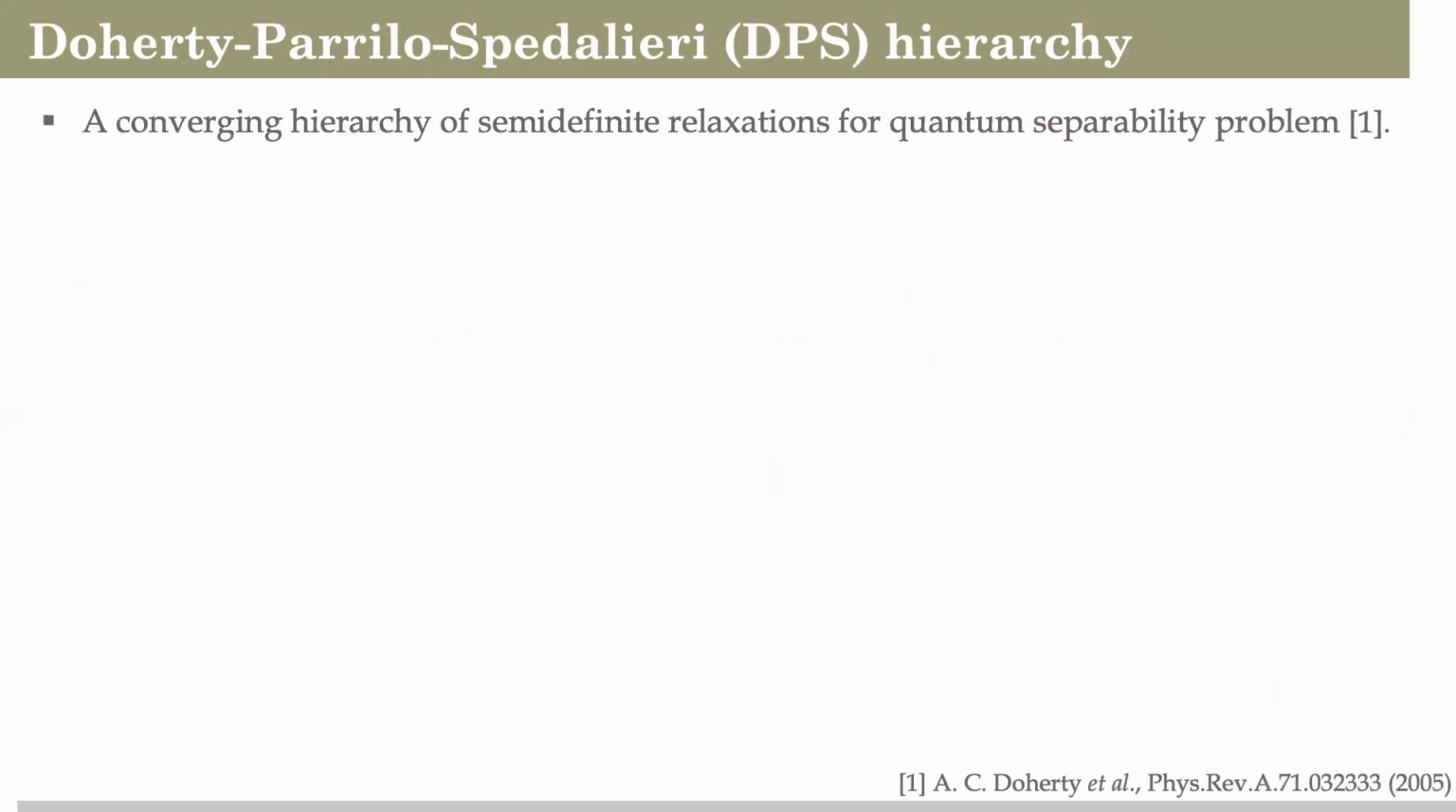However, unfortunately, this connection does not necessarily make the problem easier, as the quantum separability problem is also known to be NP-hard, and it's very hard to solve. However, there is a well-known relaxation for the quantum separability condition called the DPS hierarchy. The DPS hierarchy is a converging hierarchy of semi-definite relaxations for the quantum separability problem.